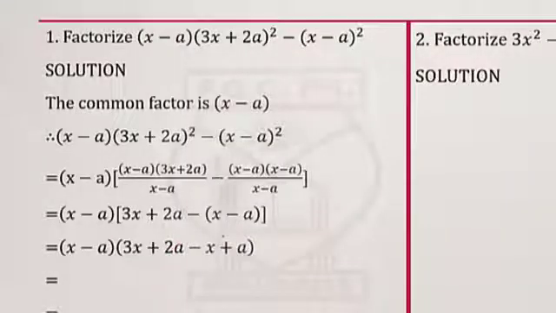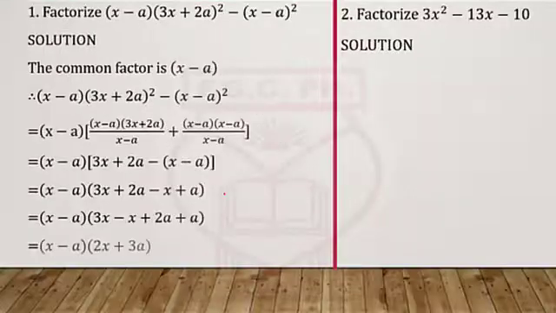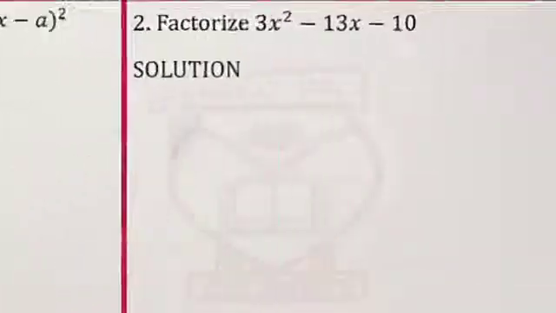Then you now have s minus a into bracket 3s minus s, which will give you 2s. Then 2a plus a, which will give you 3a. So your final answer is s minus a into bracket 2s plus 3a. Then I will move to example 2.